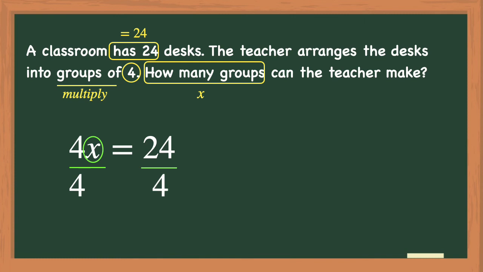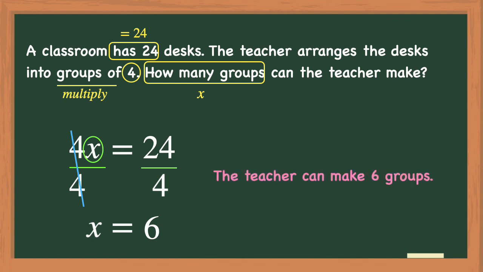Now we're ready to do the math calculations. We'll start on the left side with the variable x. 4 divided by 4 is 1, so these two 4's cancel each other out, leaving just the x on the left side. Then we'll look at the right side of the equation, and 24 divided by 4 is 6. So x, or the number of groups, is equal to 6. And now we can answer the question, the teacher can make 6 groups. There, you did it. Sometimes writing the equation is more difficult than solving it.